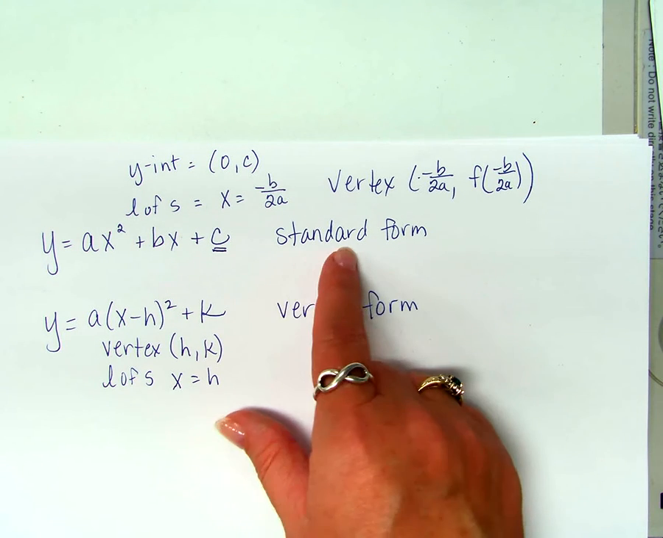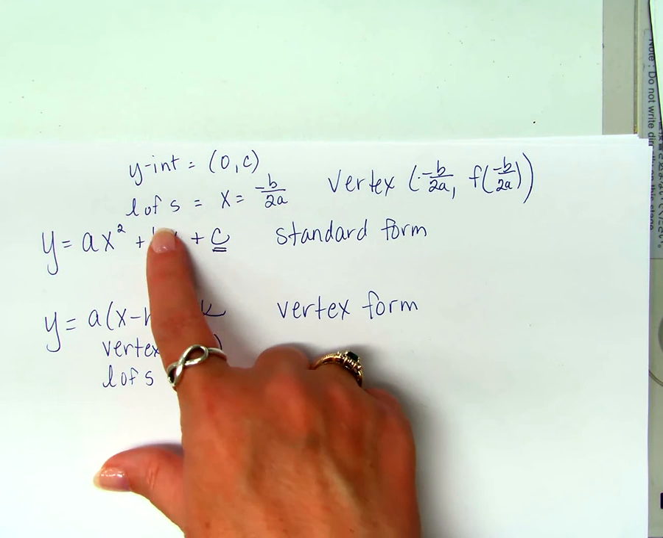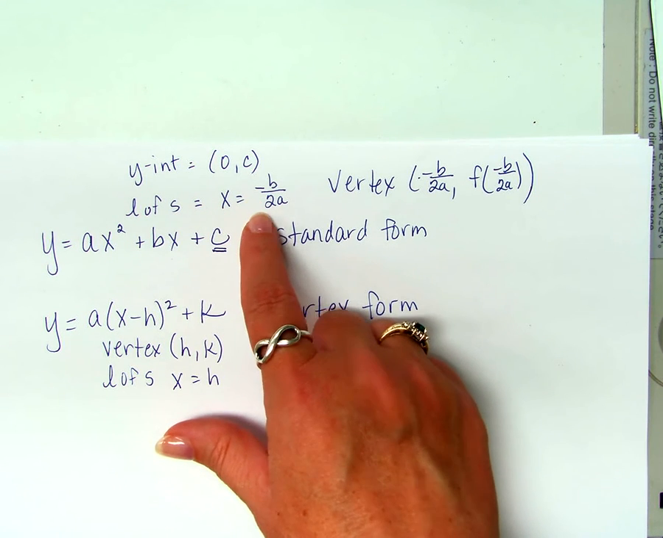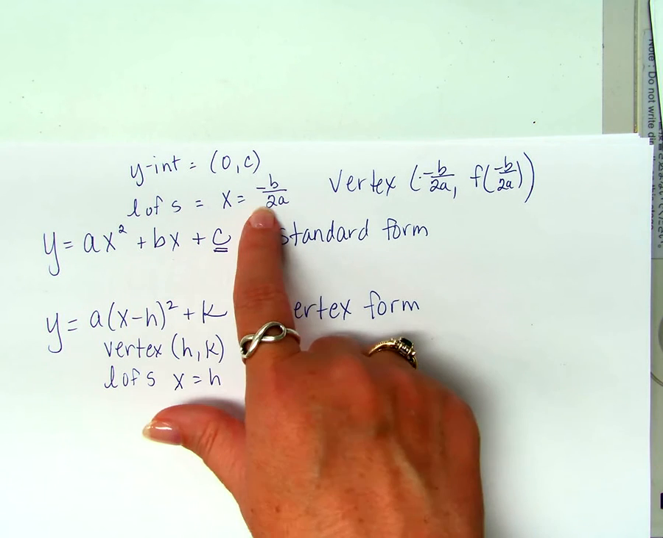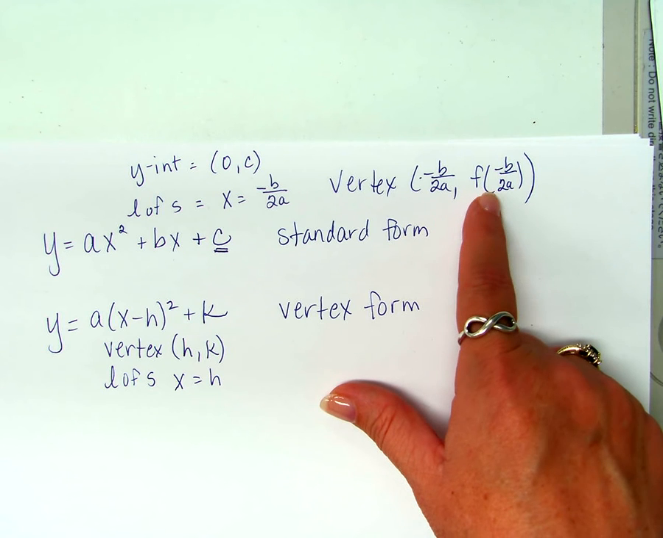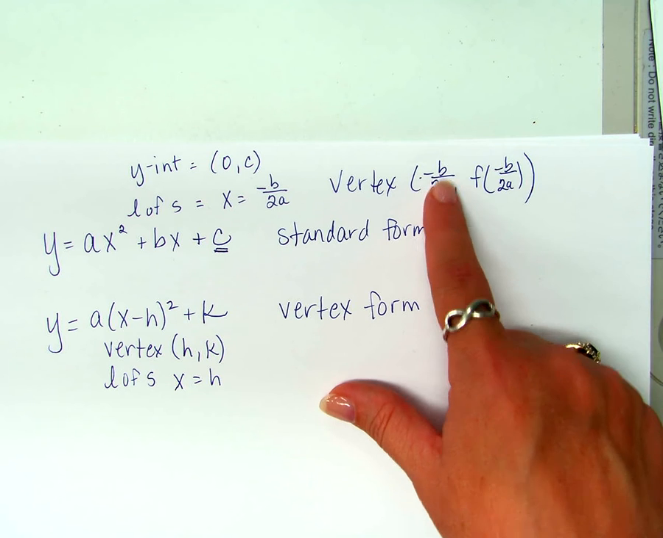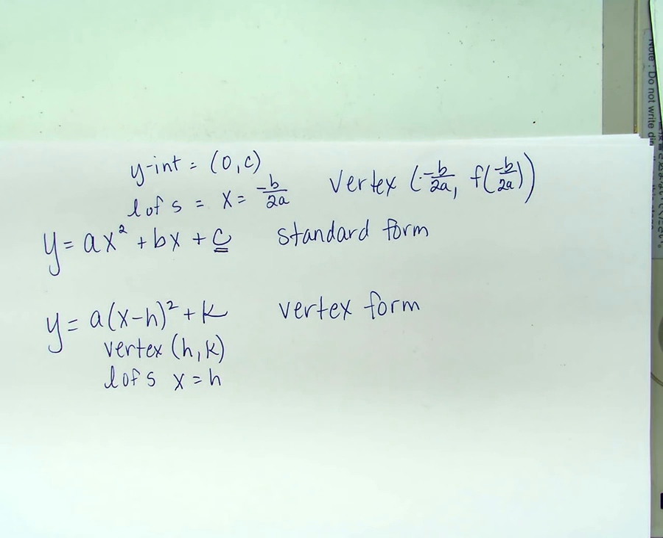Remember that in standard form, y equals ax squared plus bx plus c. Our line of symmetry in standard form is that x equals negative b over 2a. That's coming from this a and this b right here. The vertex is at negative b over 2a, comma, the value of the function at negative b over 2a. So we find whatever x is, and we substitute it into the equation to find out what our y value of our vertex is.